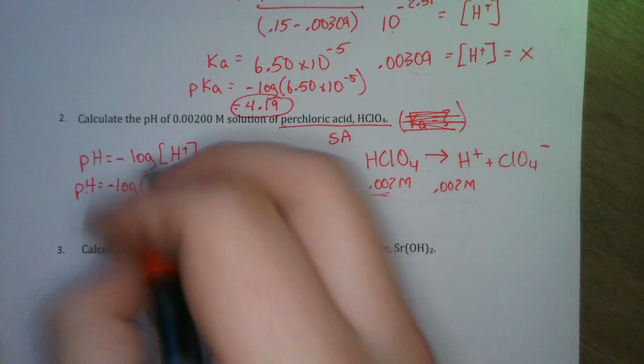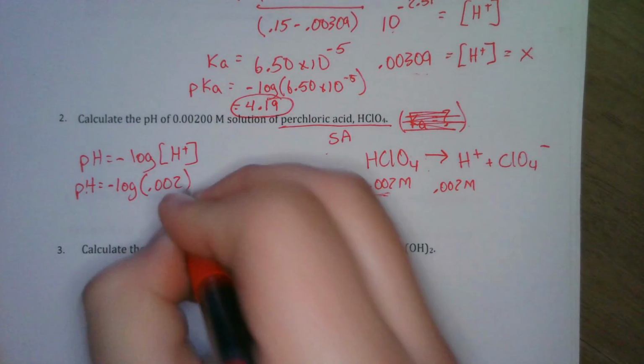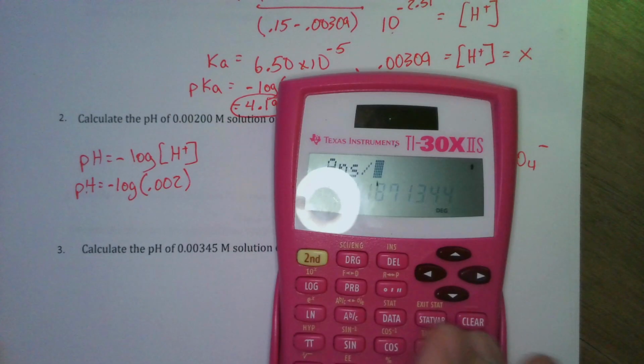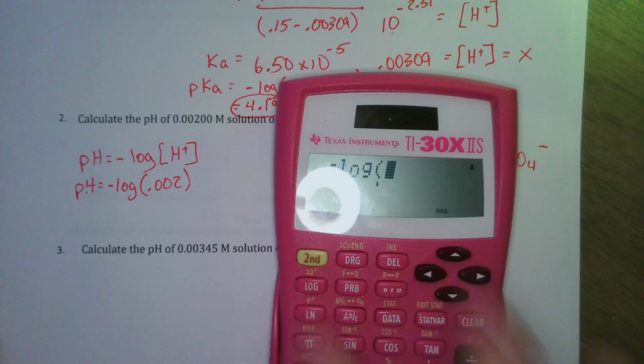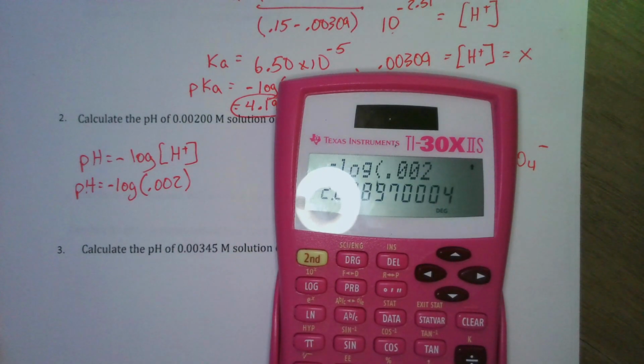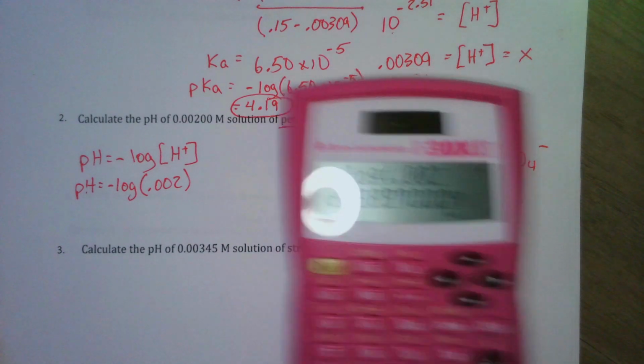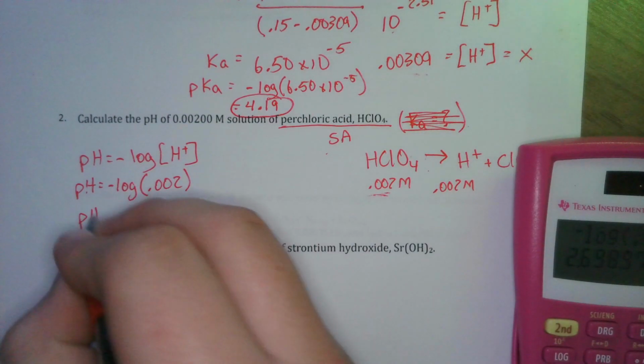That's why it's important to know your strong acids and bases, because there will be problems on your test that are as simple as this. 2.70 is my answer.